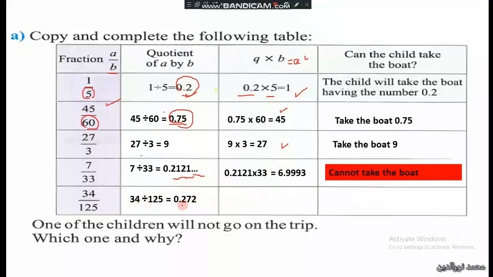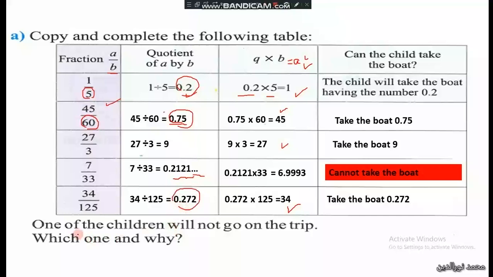0.272, 272 thousandths. And then we have to multiply this quotient by 125, and the product is exactly 34, so it equals A. Then he or she could take the boat having this number.